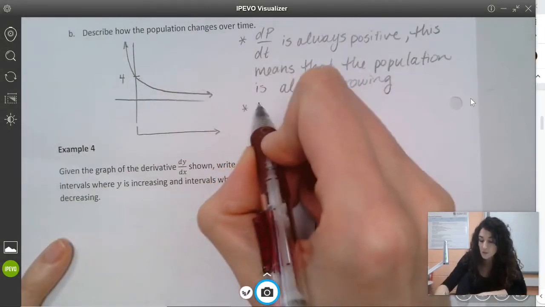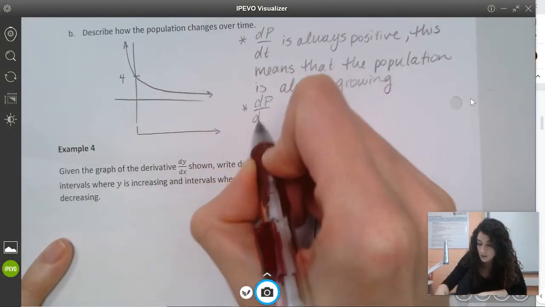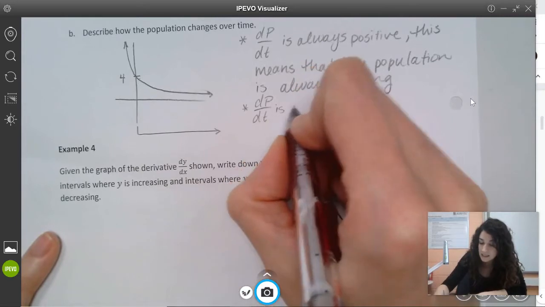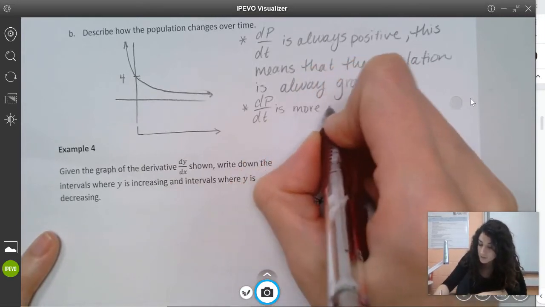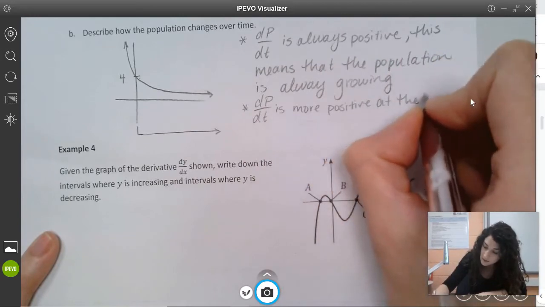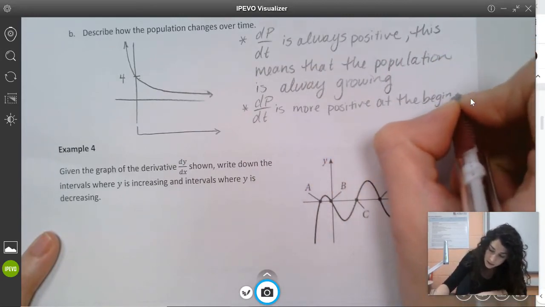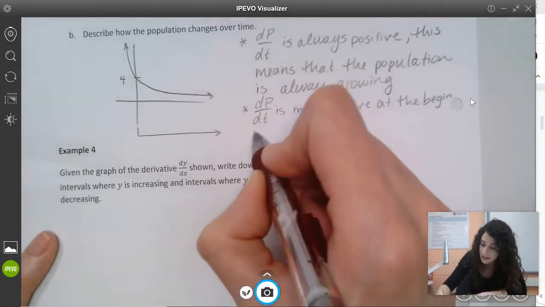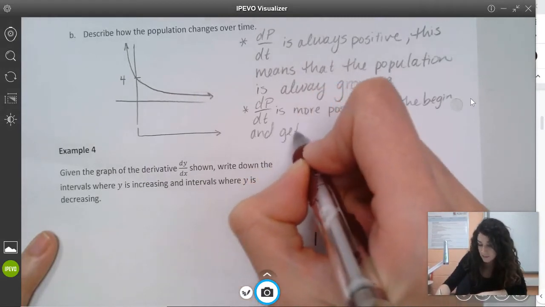And then let's talk about the fact that dp over dt, the derivative, is more positive at the beginning and gets less positive.